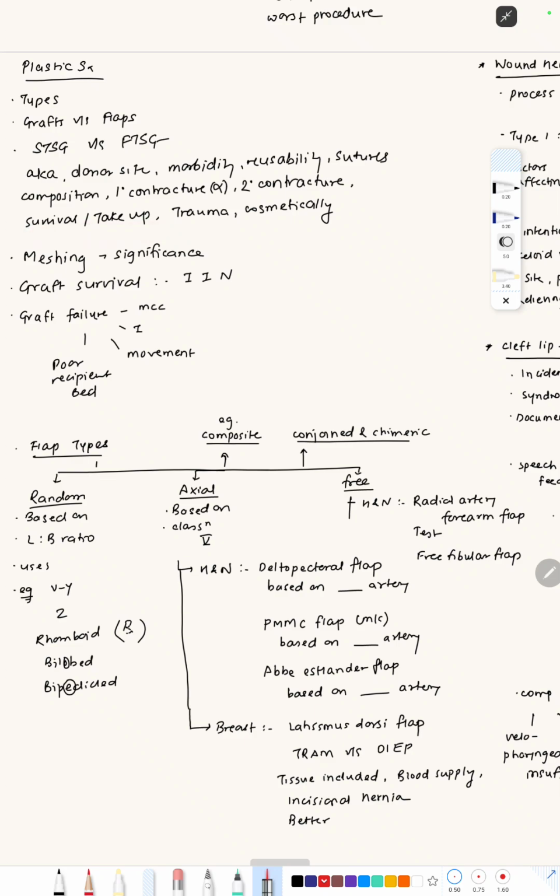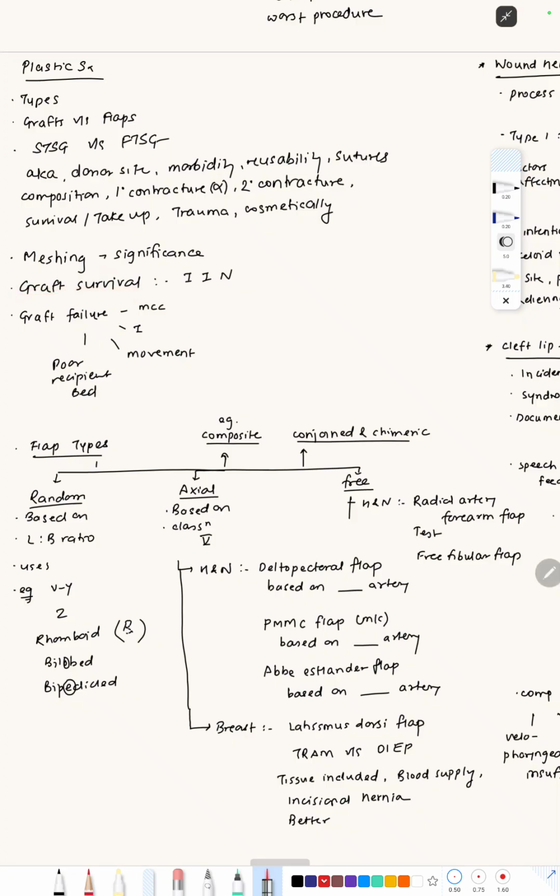Survival chances or take-up chances are more for split thickness skin graft. In case of trauma, the full thickness skin graft is more resistant, and cosmetically full thickness skin graft is better because split thickness skin graft undergoes blackening. Then meshing is done in split thickness skin graft. The significance is that it prevents the seroma formation and increases the surface area for survival or take-up.